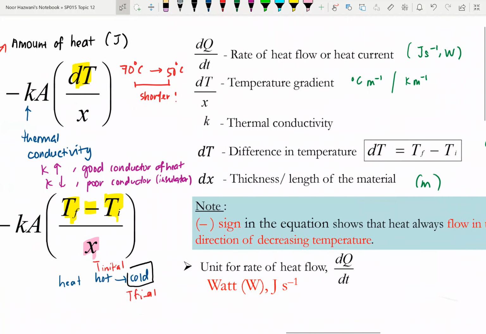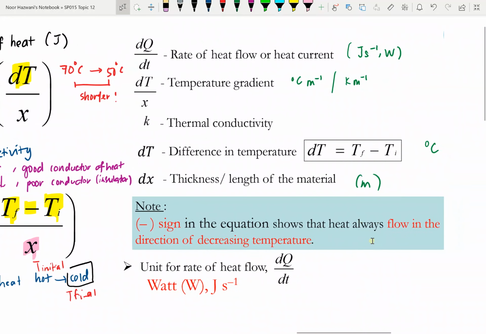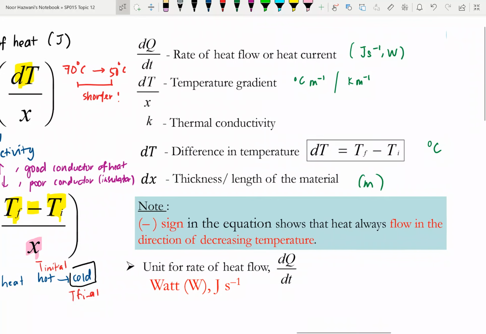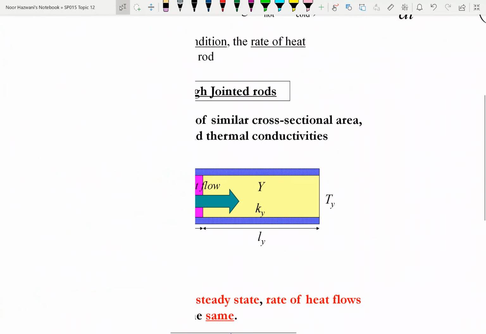Okay, kenapa dekat dalam equation ni kita ada, kalau you perasan, kita ada negative. So, actually negative sign showing that heat always flow in the direction of decreasing temperature. Kata dia cakap heat mesti flow from higher to lower temperature. Okay, so that's why kita ada sign of negative. Okay, fine. Okay, proceed our discussion.